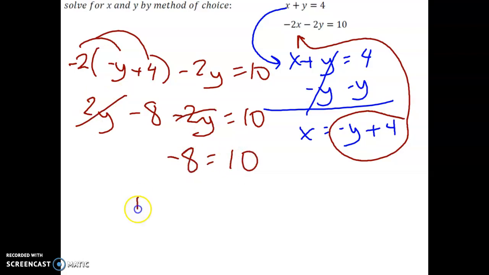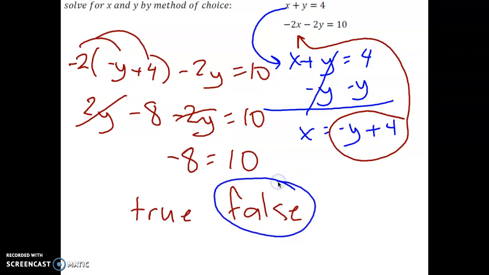Okay, so now we're going to ask ourselves the same question. Is this a true statement, or is this a false statement? Well, is negative 8 the same thing as positive 10? No. So this is a false statement. And again, it doesn't matter that it's negative 8 and 10. It could have been 18 and 0. It could have been negative 18 and 47. As long as they're different from one another, it's a false statement.